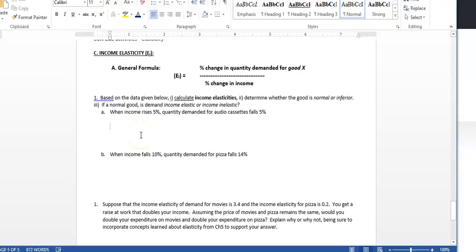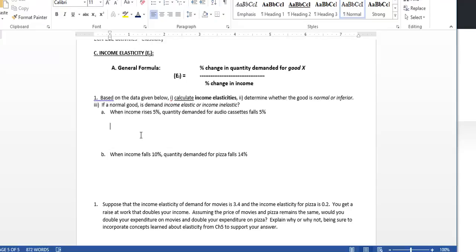Alrighty then, folks, we have reached our last video of this activity packet, income elasticity. Kind of like cross elasticity, with income elasticity the key is sign. This is measuring sensitivity. Instead of changing price, we've got a change in our income. So how sensitive are consumers to a change in their incomes?